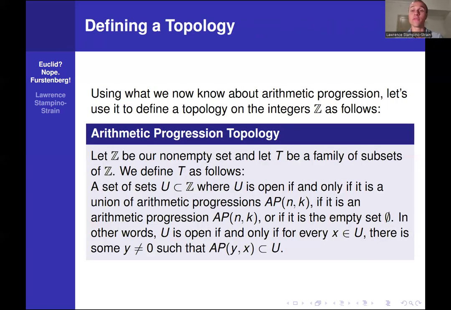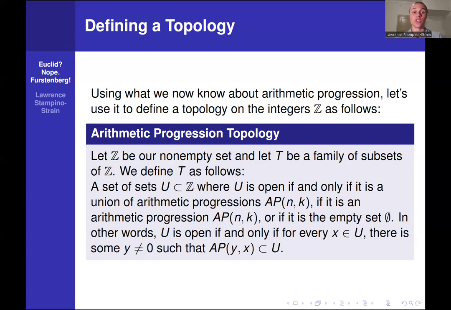So let's continue moving forward, and let's finally define our topology on the integers. We call this the arithmetic progression topology. We let Z be our non-empty set, and we let T be a family of subsets of Z. And we define T, our arithmetic progression topology, as follows. We define T as a set of sets U, where U is a subset of the integers, where U is open if and only if it is either a union of arithmetic progressions, an arithmetic progression itself, or the empty set.